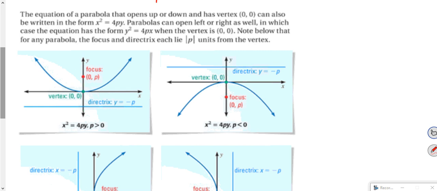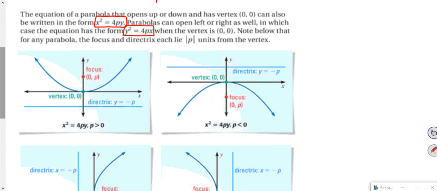So first of all, it says the equation of a parabola that opens up or down and has vertex (0, 0) can also be written in the form x squared equals 4py. This is kind of the new form, if you will, of a parabola. Parabolas can open left or right as well, in which case the equation has the form y squared equals 4px.